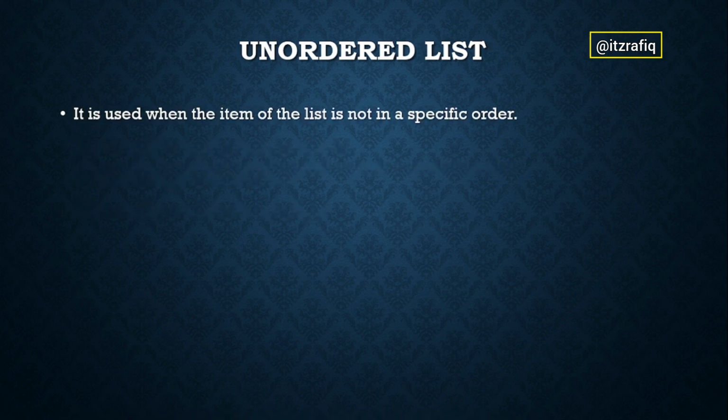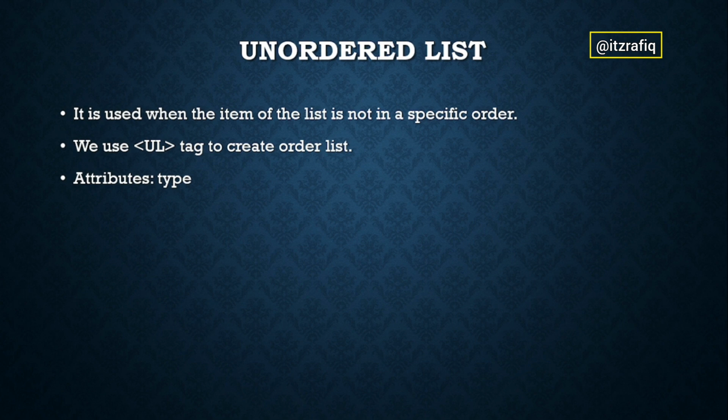Now, unordered list. When the order is not specific, when we don't have to add the items in a specific order, then we use an unordered list. The UL tag is used to create an unordered list. Attribute, here we'll get one attribute, that is type. And values, here we'll get 3 styles.